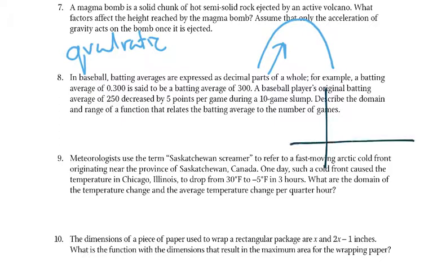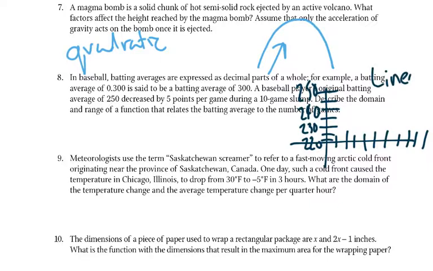So we'd have the number of games and the batting average. So we've got 10 games here, essentially, in his slump. He started out at 250. It's going down by 5 each time, so 245, 240, 235, 230, 225, 220, and so on. I don't think I made my graph high enough, but you get the gist of it. Okay, so that's definitely going to be a linear, because it's changing at the same rate.